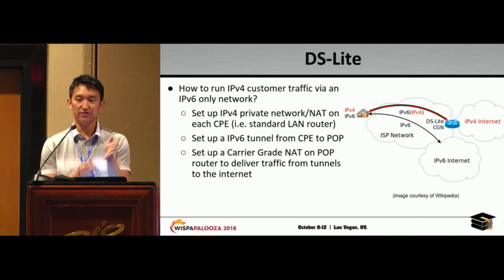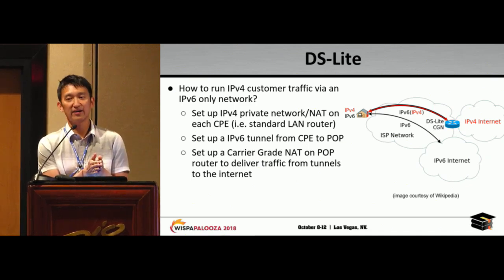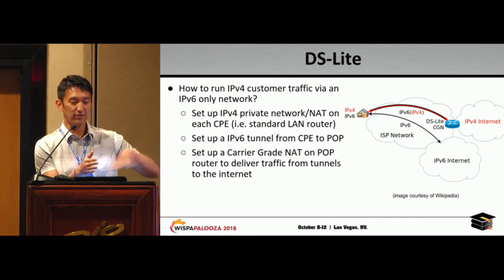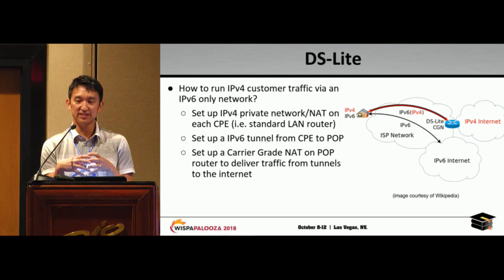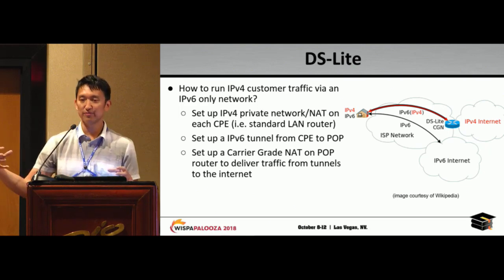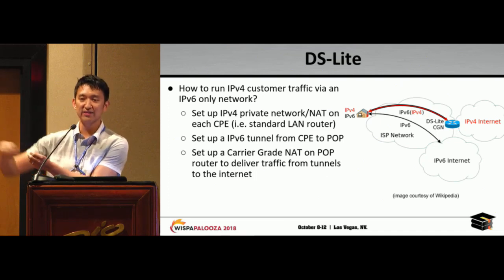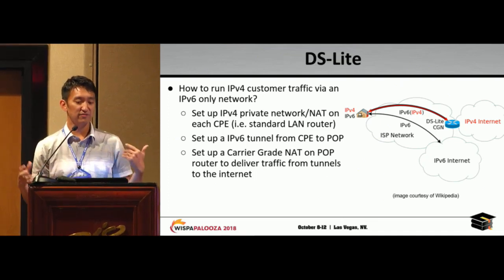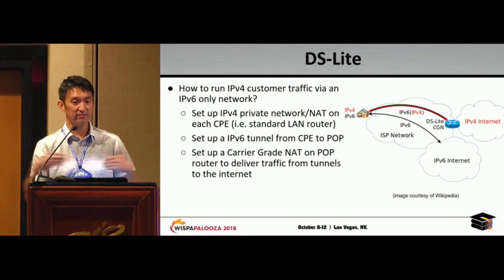DS Lite is basically, if you have full control of your router, then you have the router do NAT and address translation for your customer network. From there, it encapsulates all that V4 traffic into a V6 tunnel and moves it to your POP. At your POP, you unpack that and then use something like a carrier grade NAT to push that out to the internet. So, basically, the most standard setup would be a dual NAT setup with a tunnel in between.